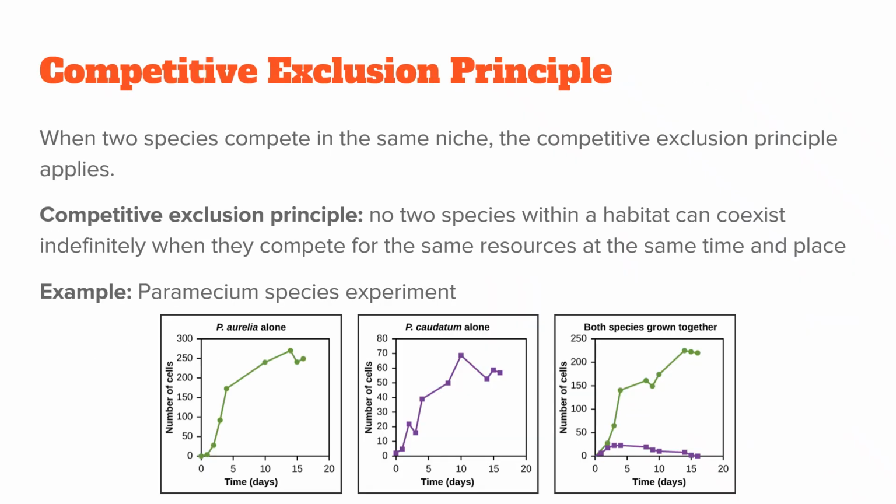The competitive exclusion principle states that no two species can occupy exactly the same niche in the same place indefinitely. One will outcompete the other. Gauss's paramecium experiments showed that species sharing identical resources cannot coexist long-term. Differentiation of resource use is required if both species are to survive.